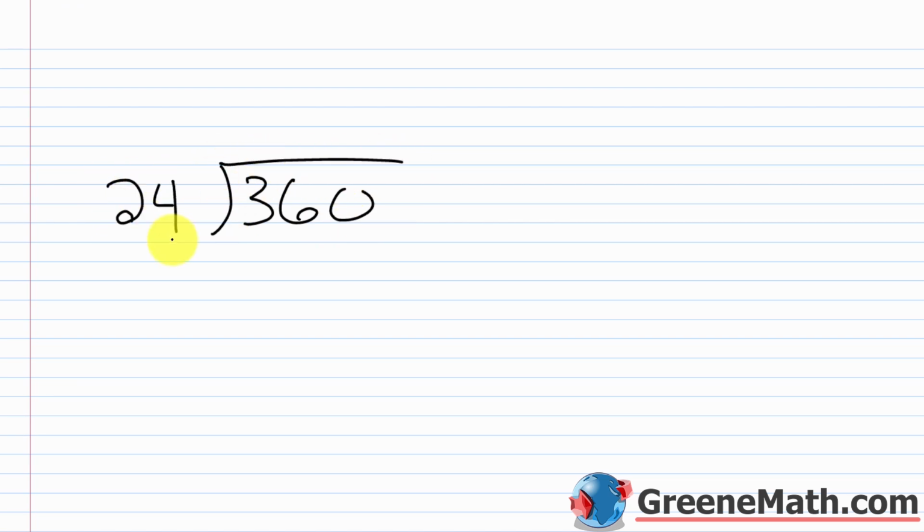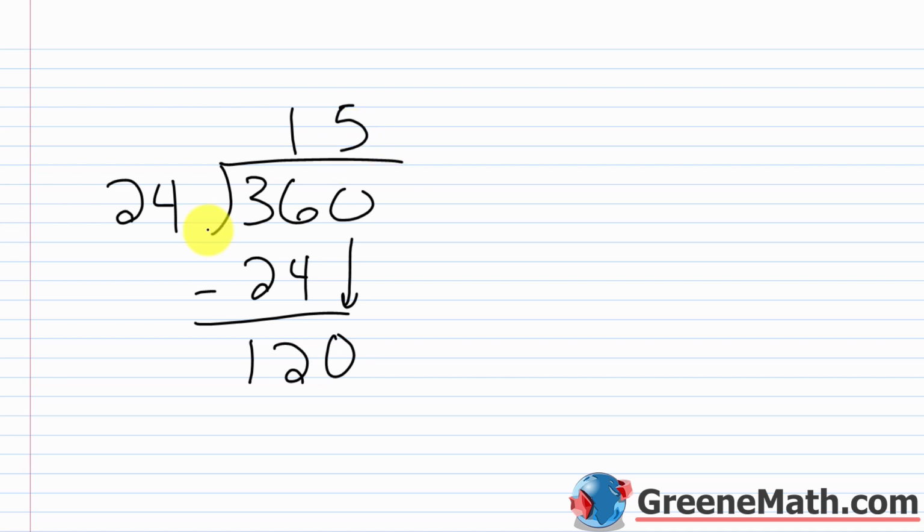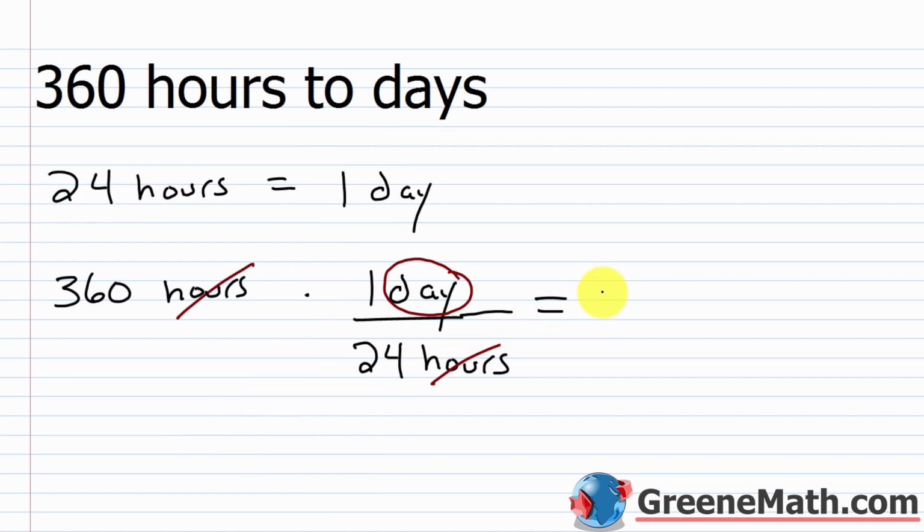Let's crank out that division. 24 will not go into 3. It will go into 36 once. 1 times 24 is 24. Subtract here and get 12. Bring down the 0. 24 will go into 120 5 times. 5 times 24 is 120. Subtract and get 0. So it's going to be 15. And then don't forget that unit. So 15 days. Again, 360 hours is going to be equal to 15 days.